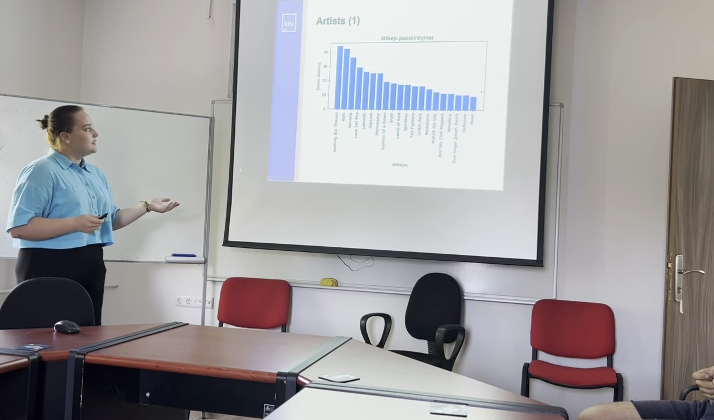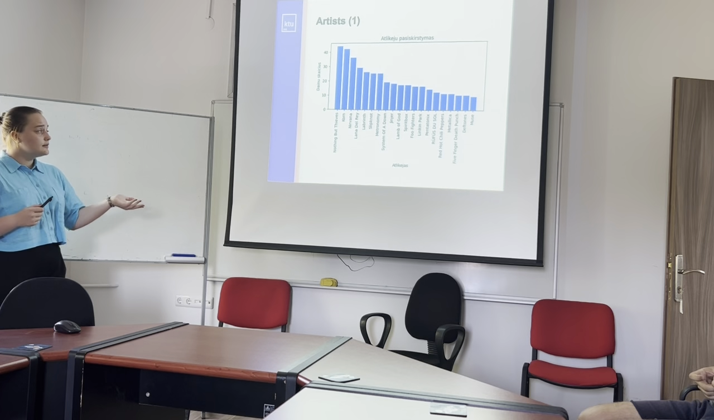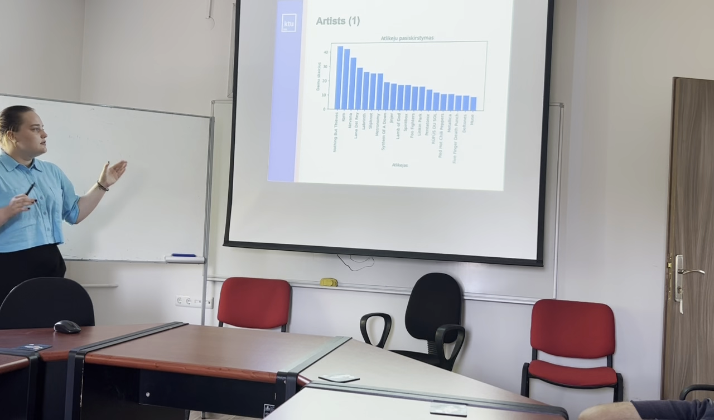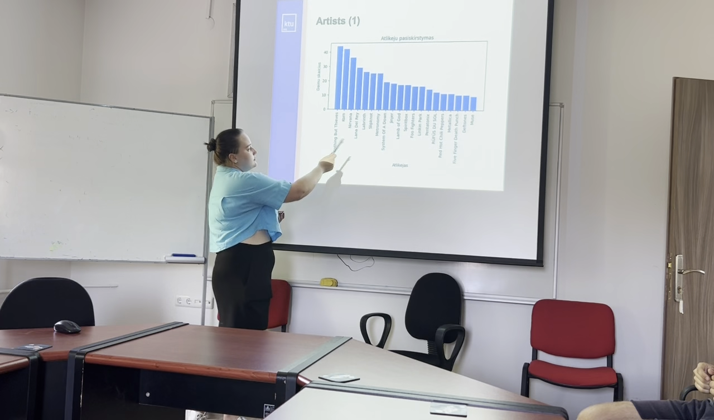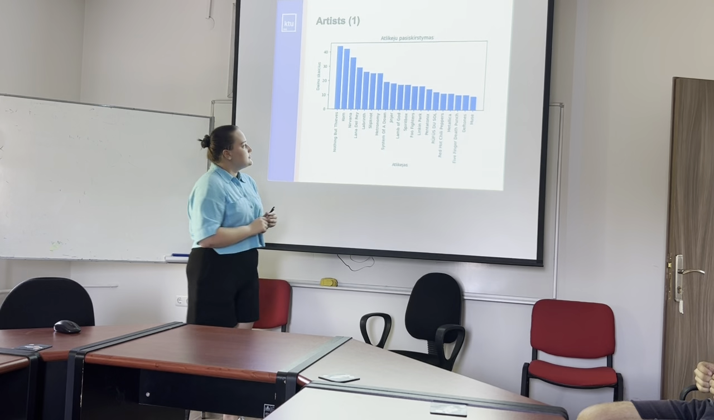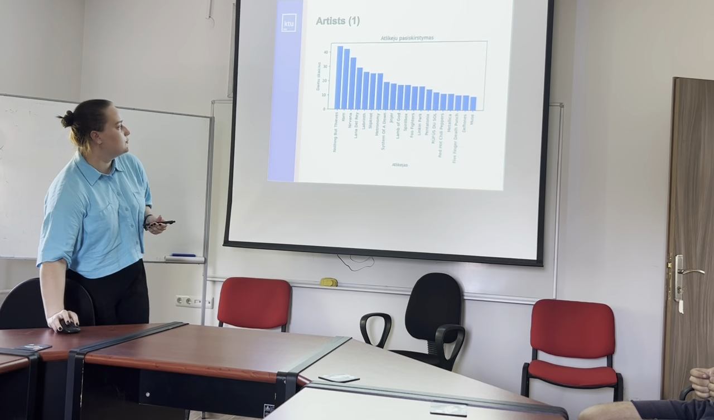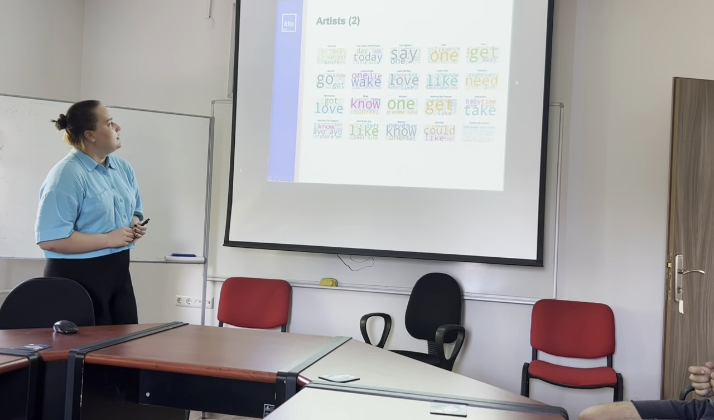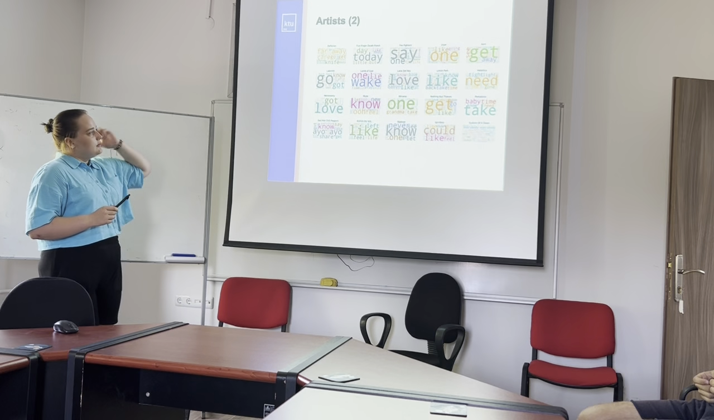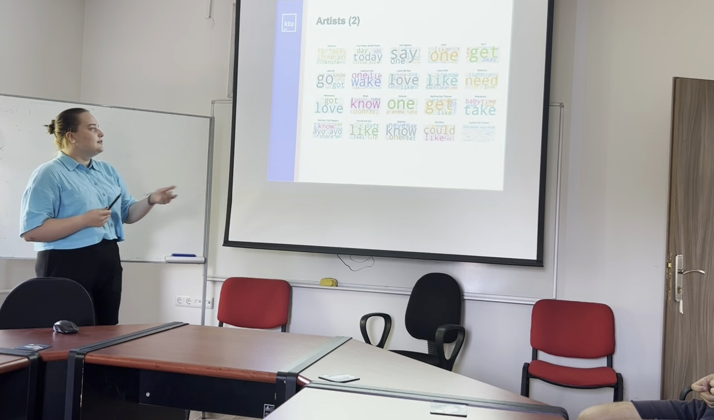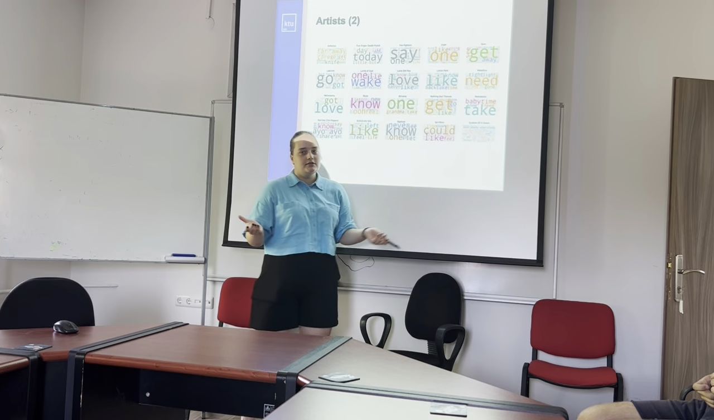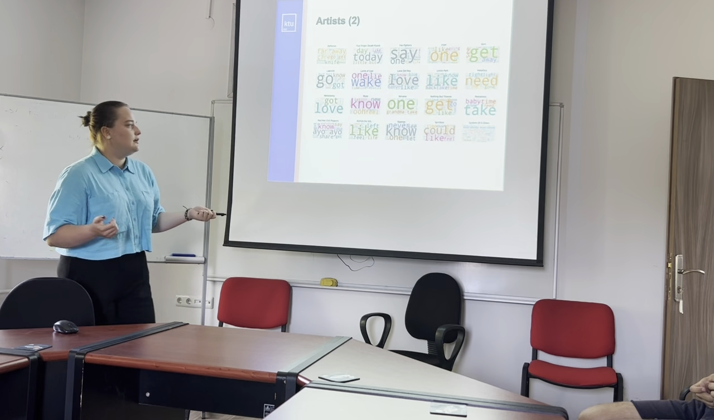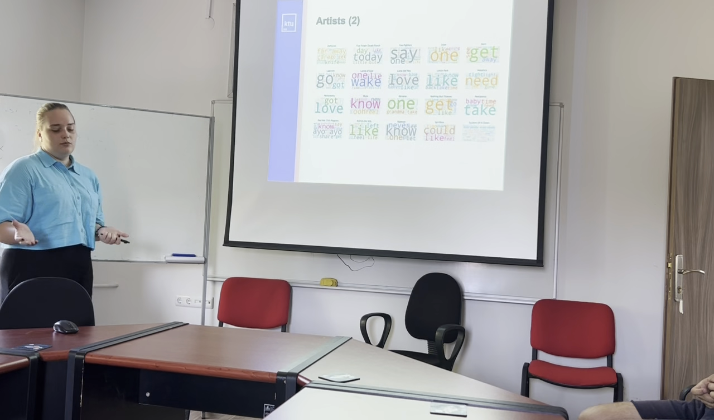And I did the same thing with the artists. I gathered the top 20 artists that I listen to most, and we have some pop artists like Lana Del Rey and some metal artists, and I made word clouds for them. As you can see, Lana Del Rey has the very romantic word love, and System of a Down has the most diverse vocabulary because they don't have one dominant common word.